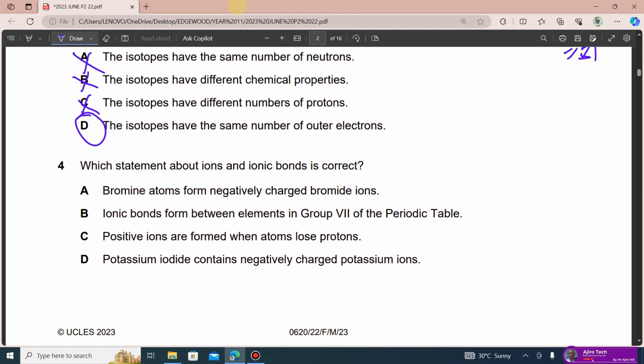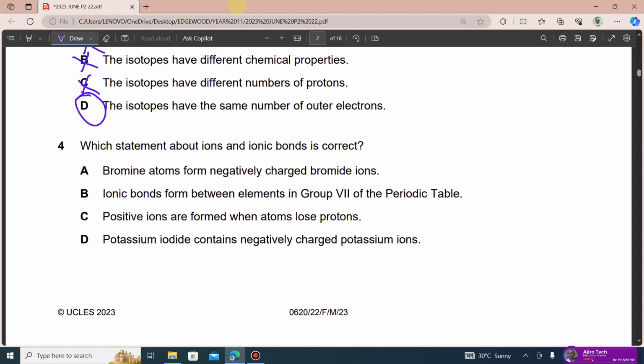Okay, so question 4, which statement about ions and ionic bonds is correct? So we have to read through the options and cancel out which of them doesn't really align. So let's start from option A. Bromine atoms form negatively charged bromide ions. That's actually correct.